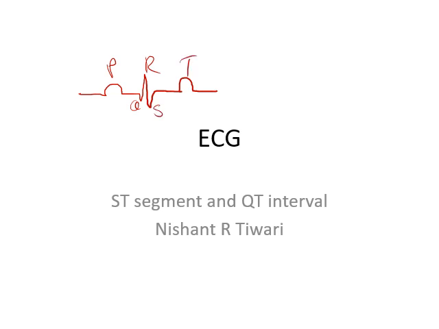So ST segment, as the name implies, is from the end of QRS complex to the beginning of T wave. So this is ST segment. And QT interval is, as the name implies, from the beginning of Q wave to the end of T wave. So this is QT interval. Now both of these areas are very vital, as you will notice in the subsequent part of the presentation. So without any delay, let's get started.